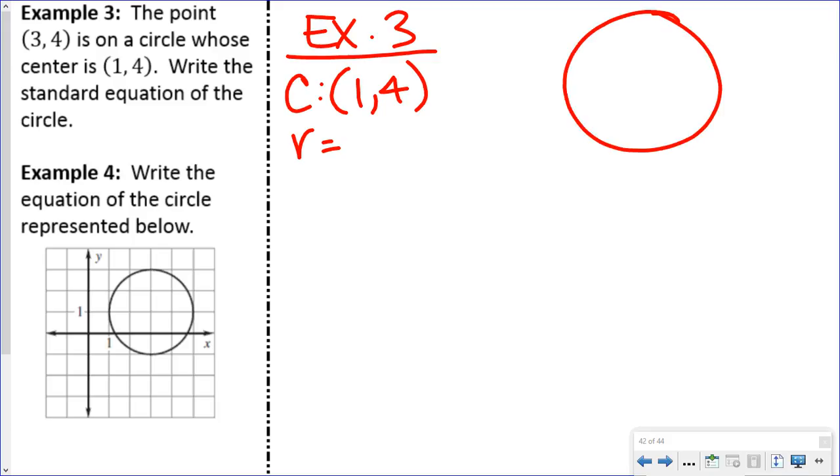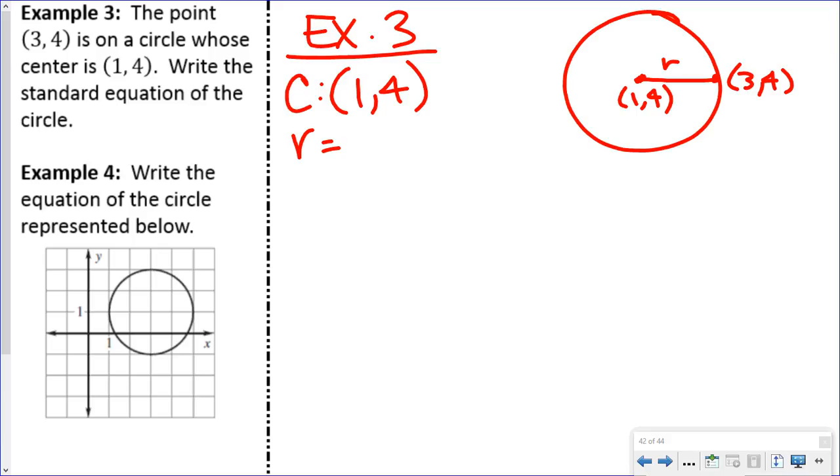So if I just sketched, I'm not even putting it on the coordinate plane. We know the center is at 1, 4. And we know that there is another point on the circle at 3, 4. So if I connect that, that distance is going to be my radius. So what do you think I would do in the coordinate plane to figure out how long that is? What could I do?